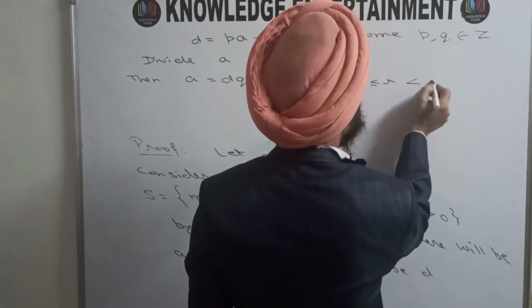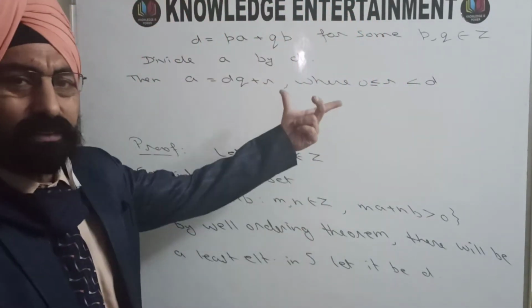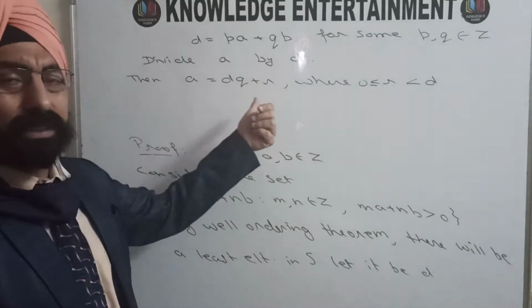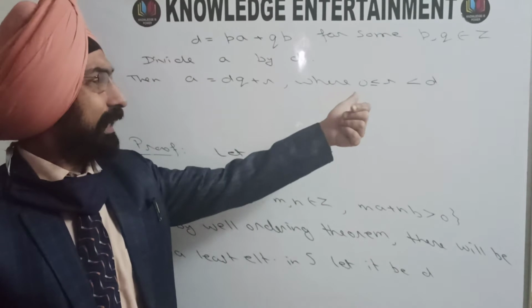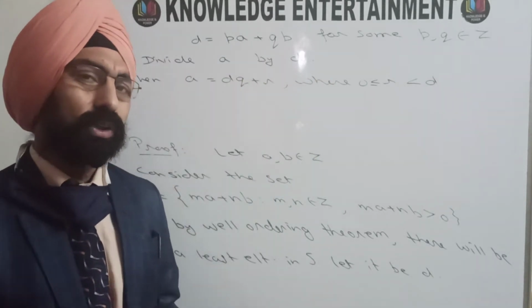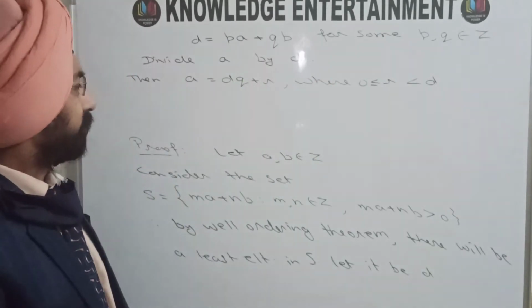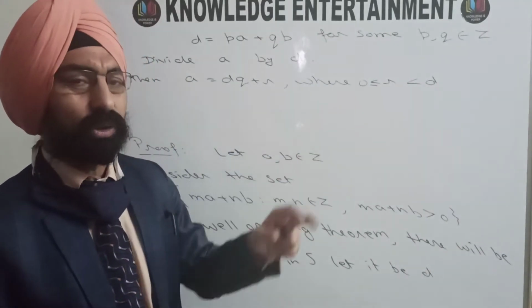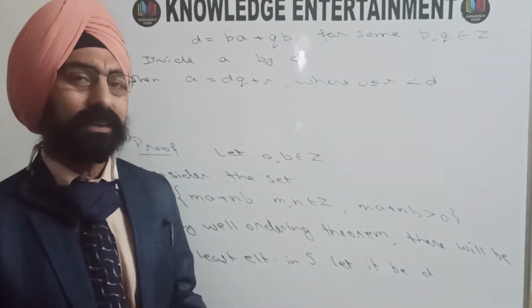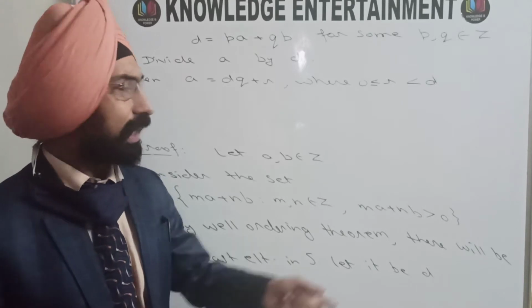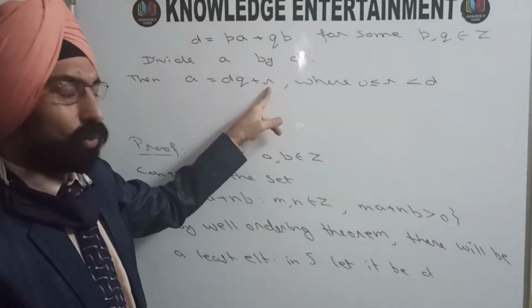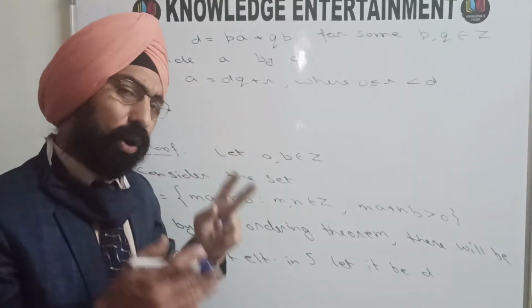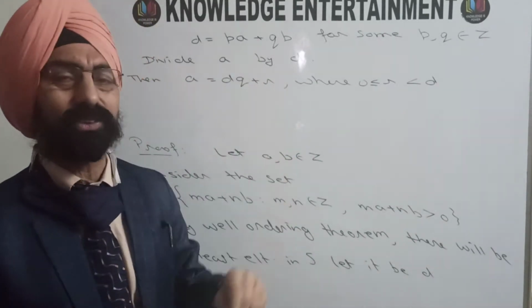So this is where we are now. A can be expressed as DQ plus R, where R is greater than or equal to 0 but strictly less than D. Now if we prove that R is equal to 0, then we are through, because then A will be DQ, and that means D divides A. So our main focus is to show that R is 0.